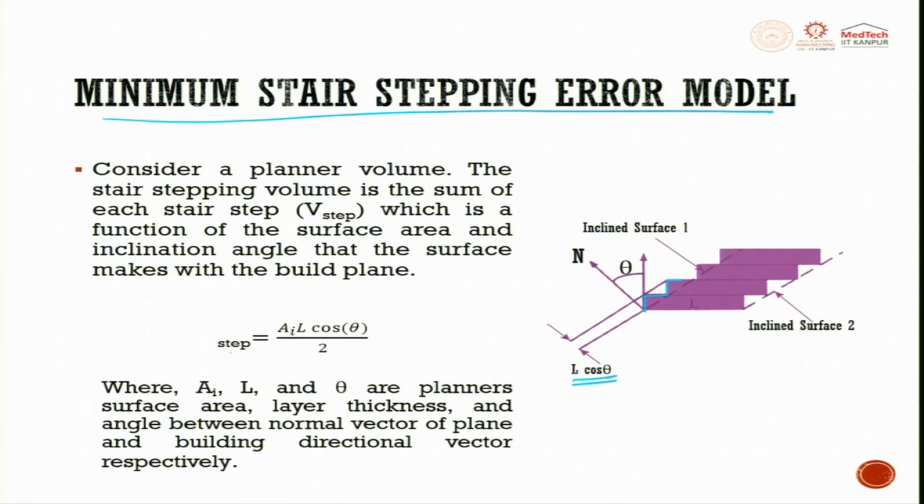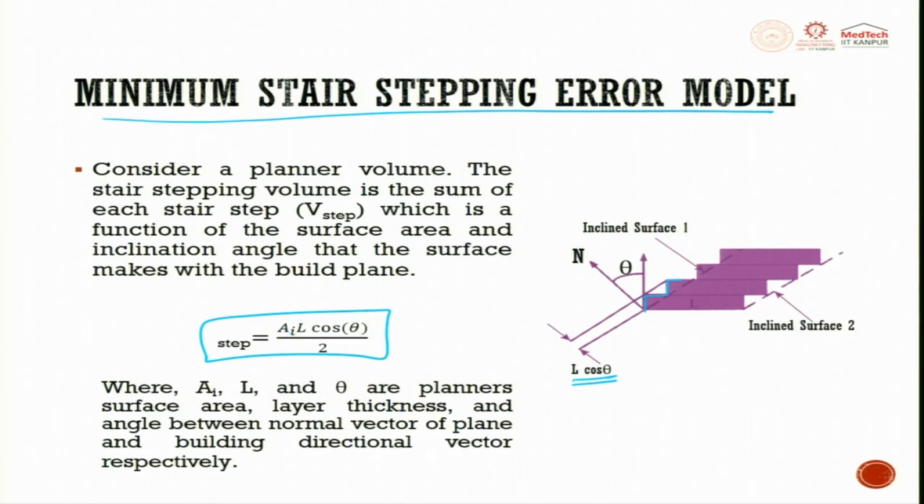So, the step is nothing but Ai into L cos theta divided by 2, where Ai, L and theta are the planar surface area, the layer thickness and the angle between the normal and the planar surface, the build direction vector, respectively. This is a very important formula you have to know. You can calculate step is equal to Ai L cos theta divided by 2. L is the layer thickness and Ai is the surface area.